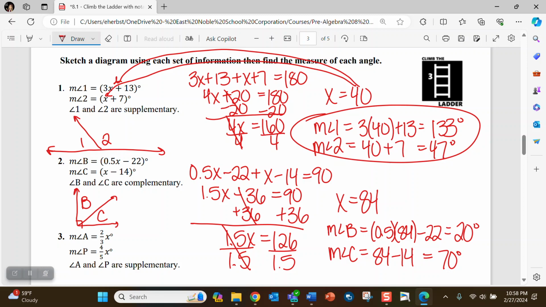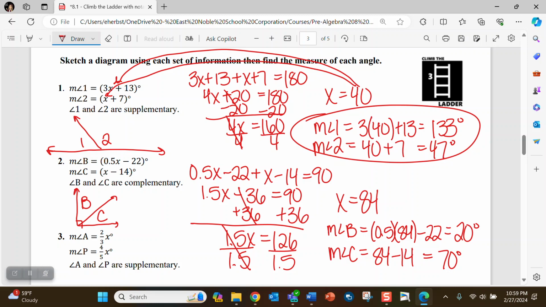In problem 2, the first sketch is down below there on the left-hand side. It's a right angle. It's two adjacent angles that make it up, and they're labeled B and C from the problem. So here we're told they're complementary, which means we're going to add them up and set them equal to 90. So we get 0.5x minus 22, which is the measure of angle B, plus x minus 14, which is the measure of angle C, equals 90.